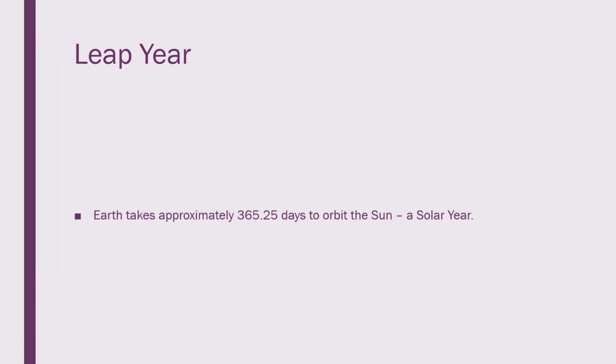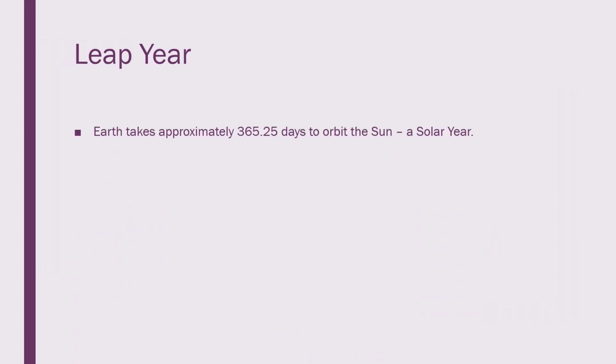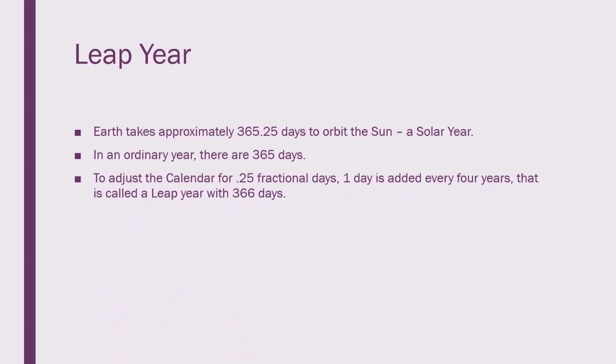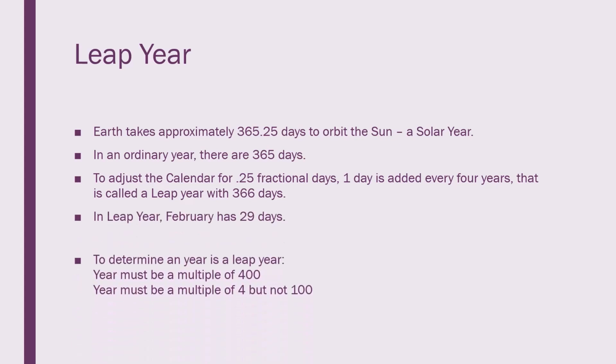What is a leap year? Earth takes approximately 365.25 days to orbit the Sun. That is called a solar year. In an ordinary year, there are 365 days. To adjust the calendar for the 0.25 fractional days, one day is added every 4 years. That is called a leap year with 366 days. In a leap year, February has 29 days.